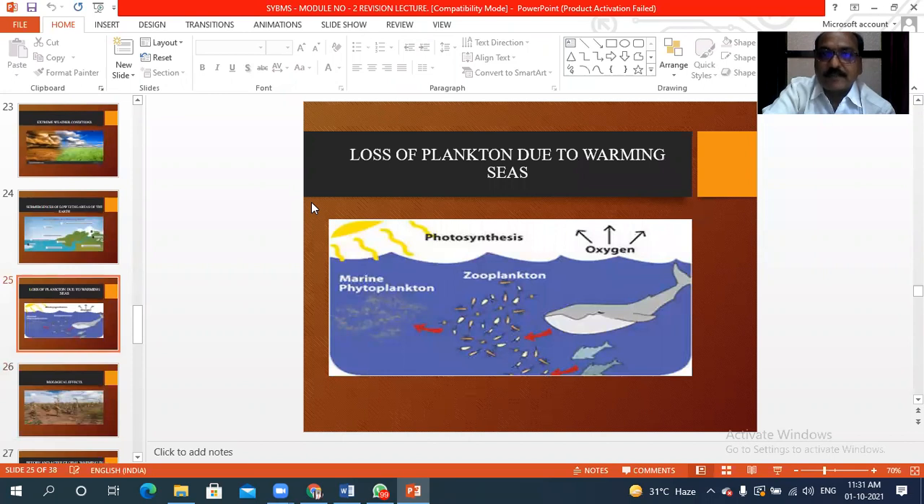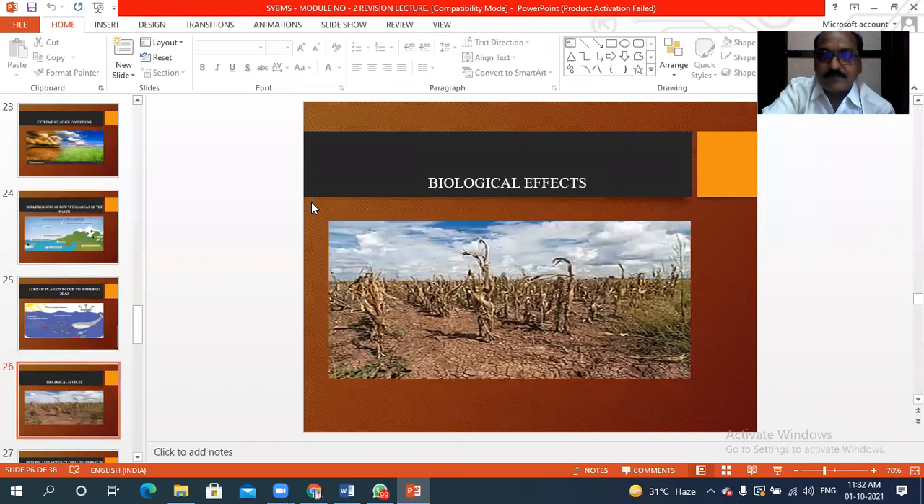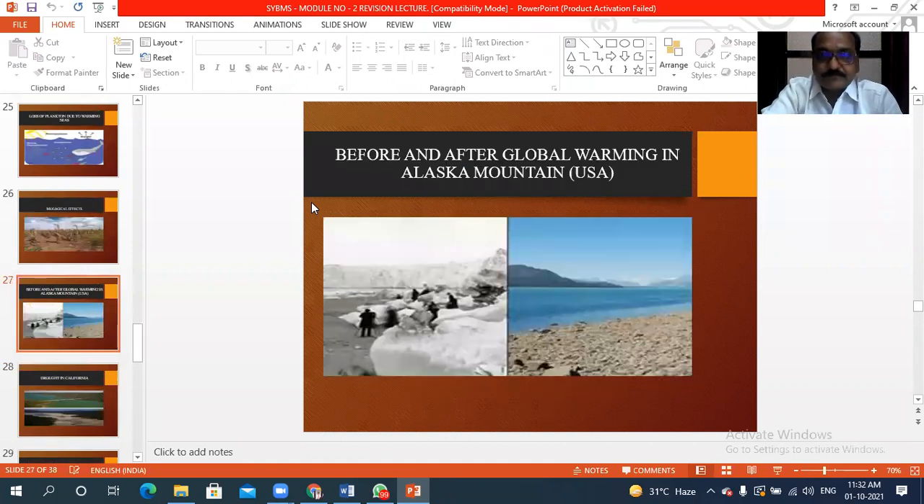Then loss of plankton in oceans and seas. Because of warming of the seas and oceans, it will affect the aquatic ecosystem. Then the biological effect: you see effects on the agriculture factor. Okay, so agriculture will be damaged.